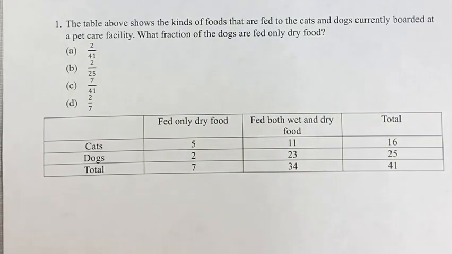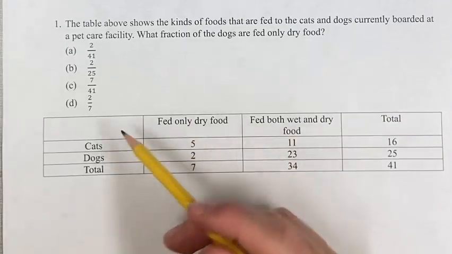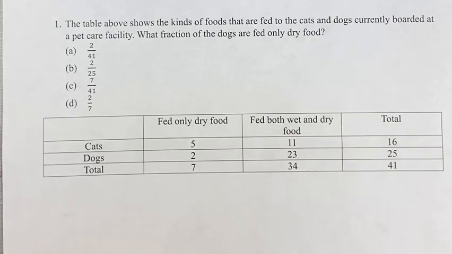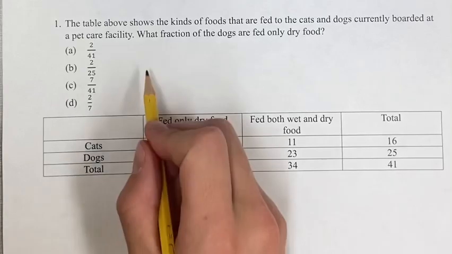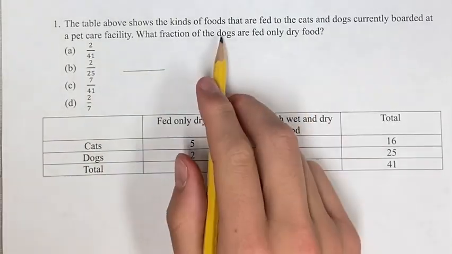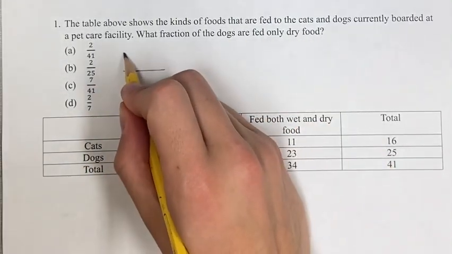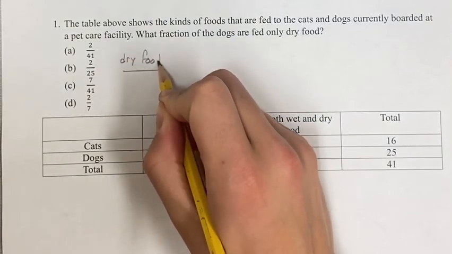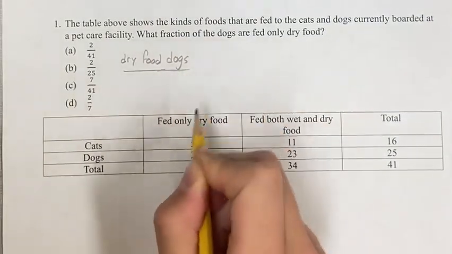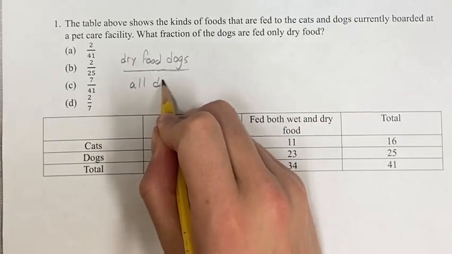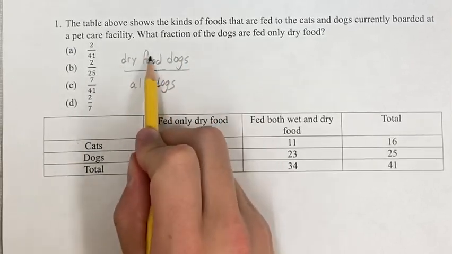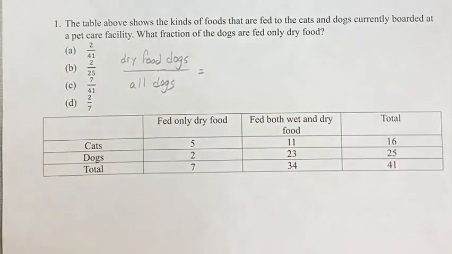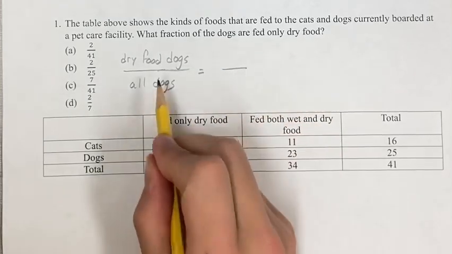In this problem, we're given a table which is showing the kinds of foods that are fed to cats and dogs currently boarded at a pet care facility. We're asked, what fraction of the dogs are fed only dry food? So the fraction we're going to form here is dogs that are fed dry food over all dogs. So this is saying out of all of the dogs that are at this facility, how many of those dogs are taking dry food? So first, all dogs.